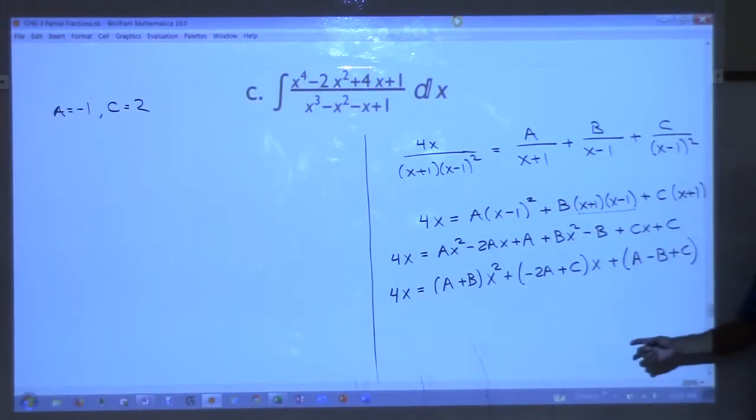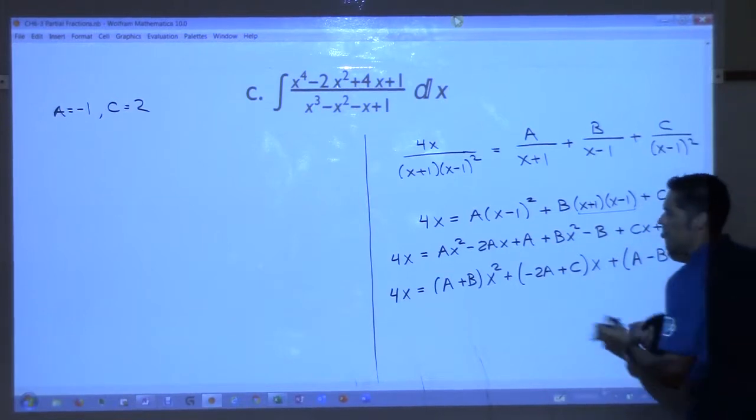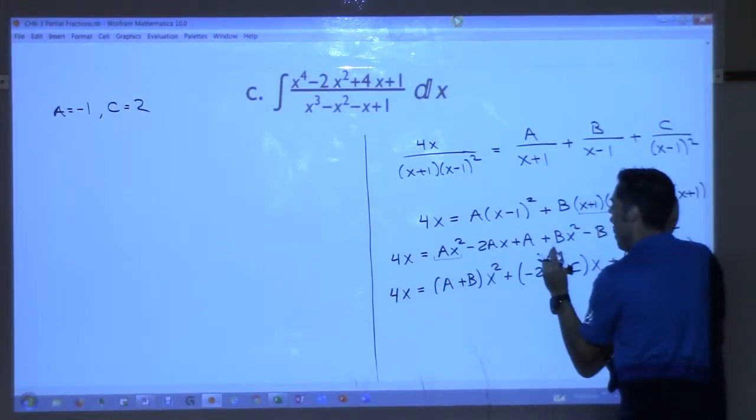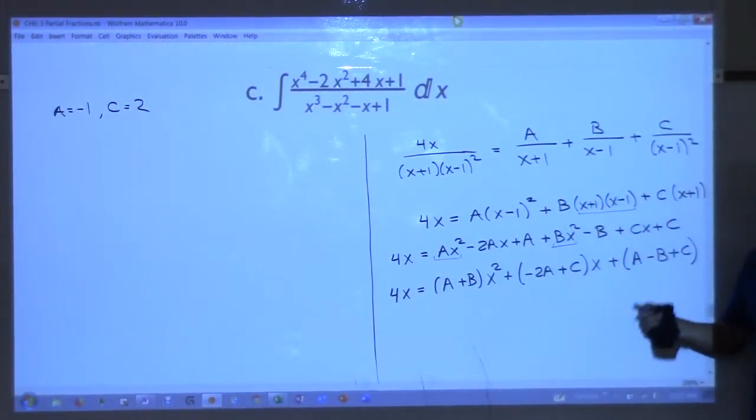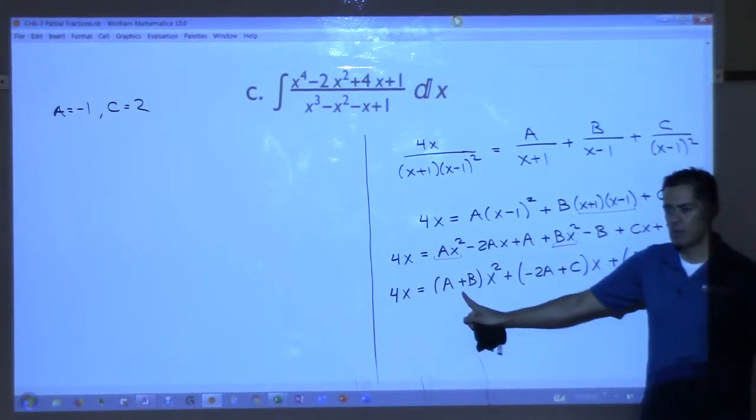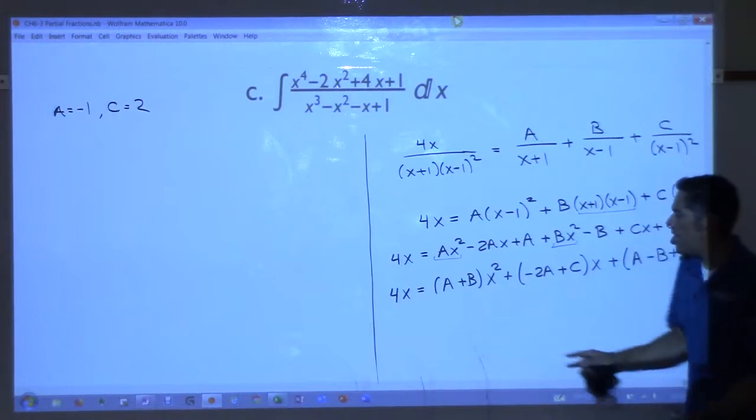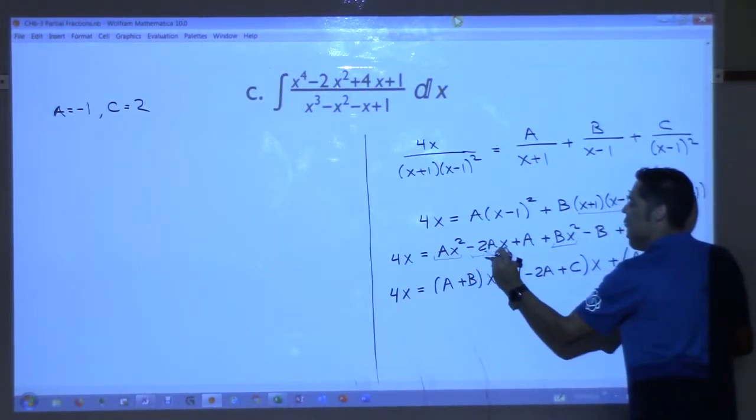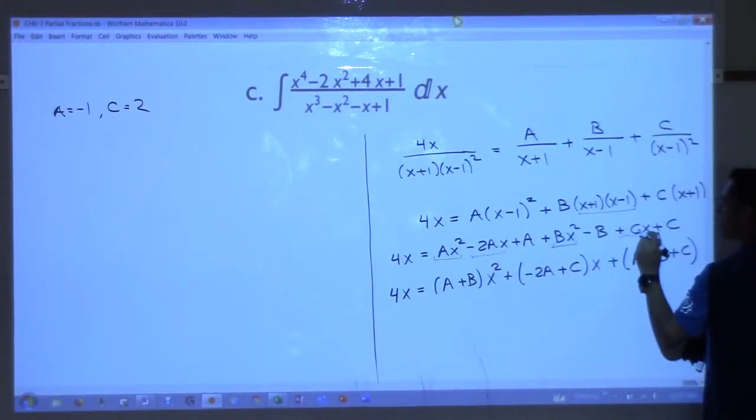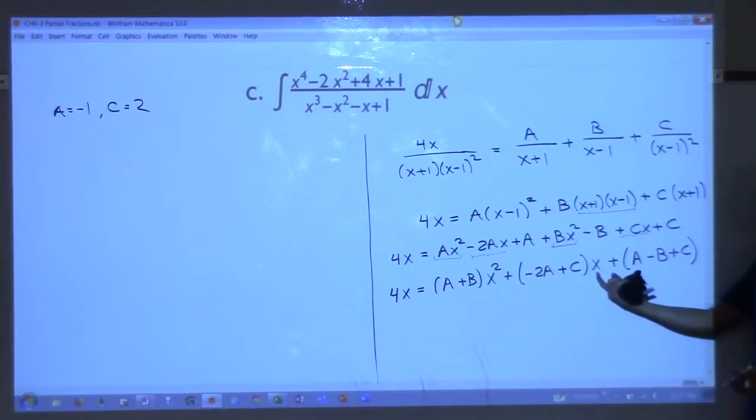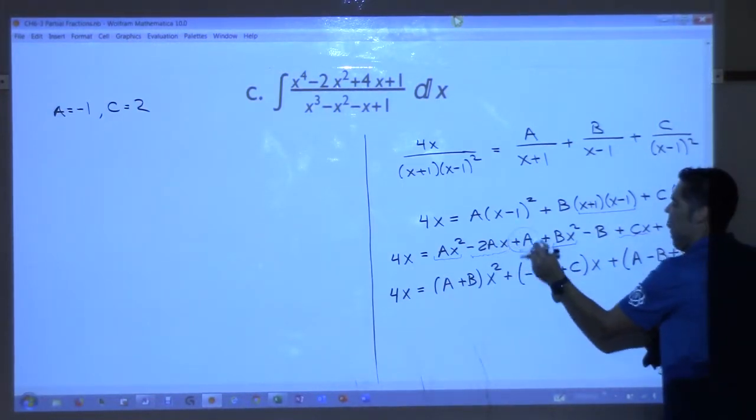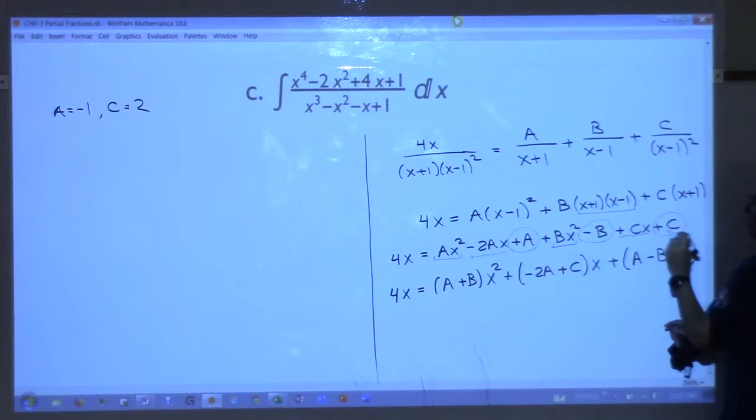Alright, so I put my x squared terms together. These two are my only x squared terms. And then I pulled the x squared out, and that left me with this. And then I put my x terms together, that's an x term, and that's an x term. Put those together, and then pulled out the x. And then I put my constants together, like that.